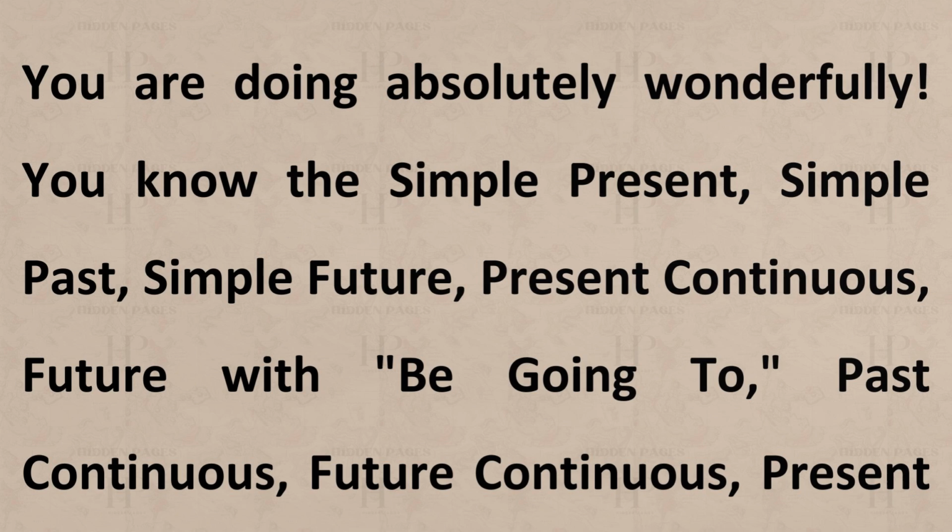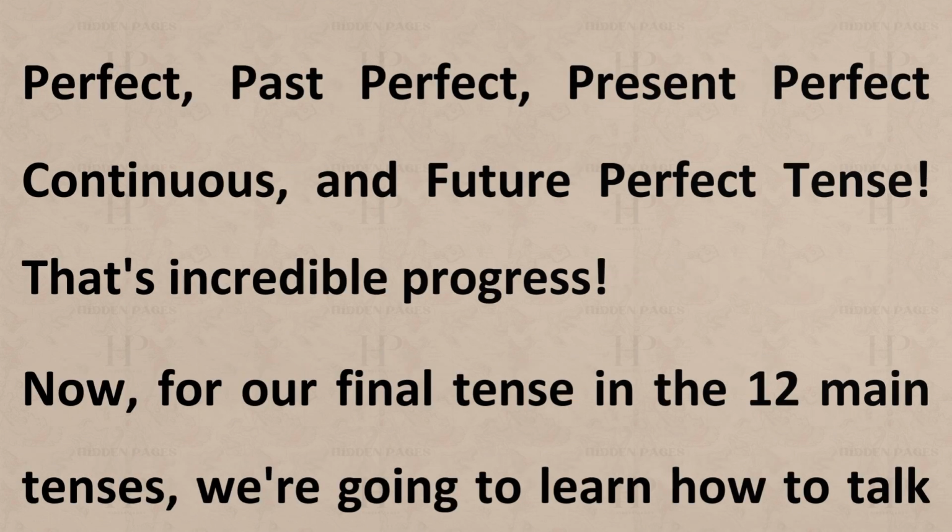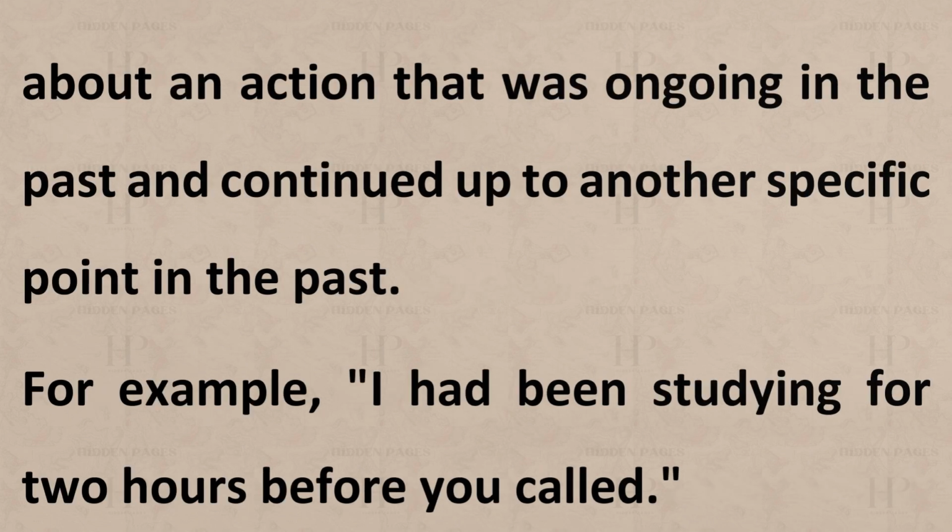You know the simple present, simple past, simple future, present continuous, future with be going to, past continuous, future continuous, present perfect, past perfect, present perfect continuous, and future perfect tense. That's incredible progress. Now, for our final tense in the 12 main tenses, we're going to learn how to talk about an action that was ongoing in the past and continued up to another specific point in the past.